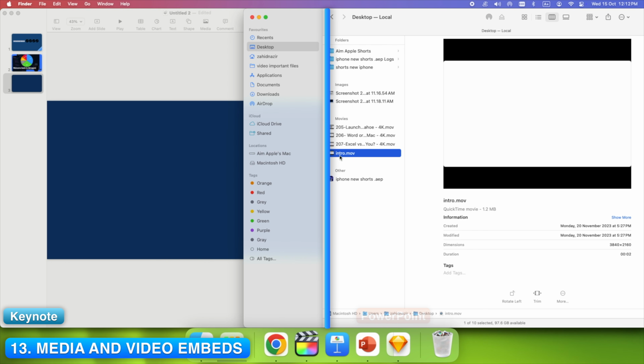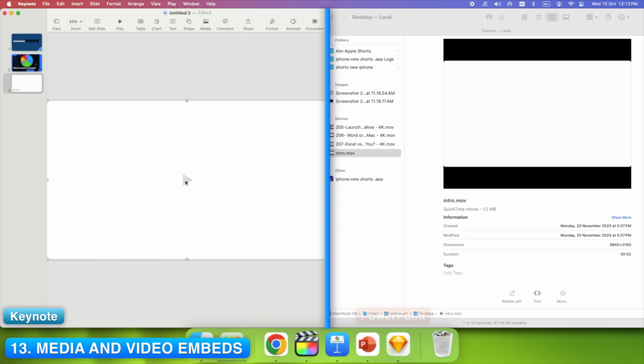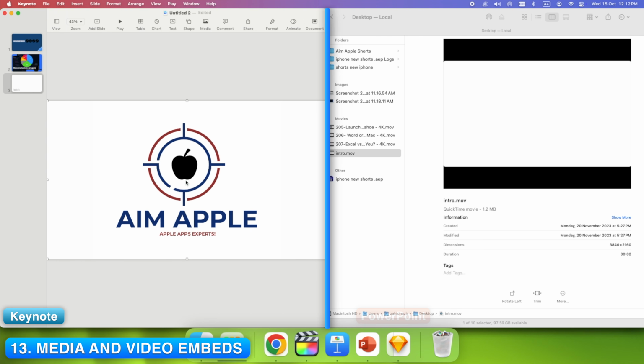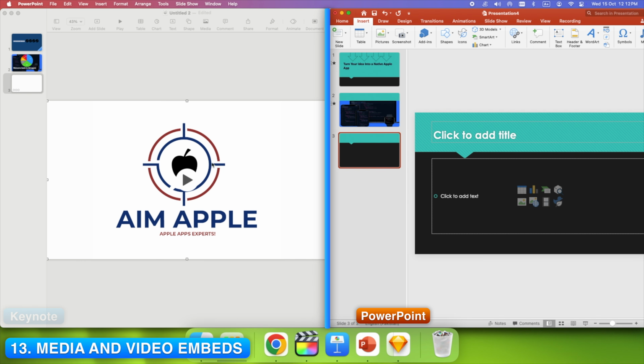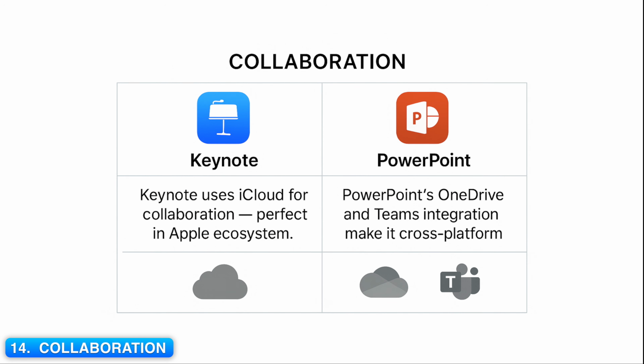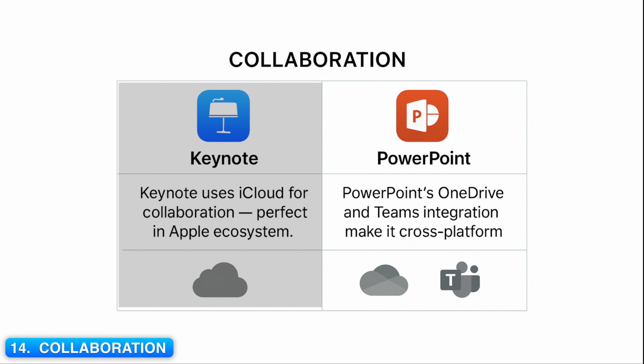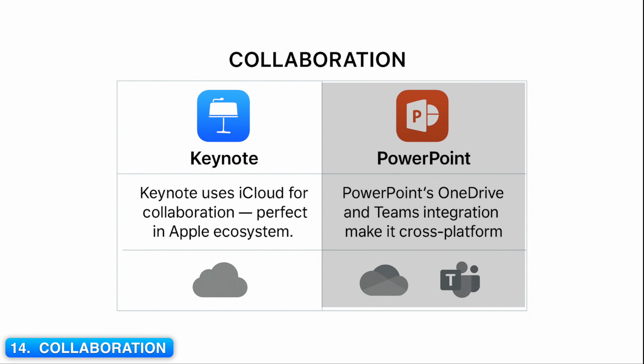Drag a video into Keynote. Playback is smooth, even with transparency and layered elements. In PowerPoint, insert a video from File or YouTube, and you get advanced playback settings. For cinematic effects, Keynote shines. For integration, PowerPoint wins. Keynote uses iCloud for collaboration, perfect inside the Apple ecosystem. PowerPoint connects to OneDrive and Microsoft Teams, making it truly cross-platform.